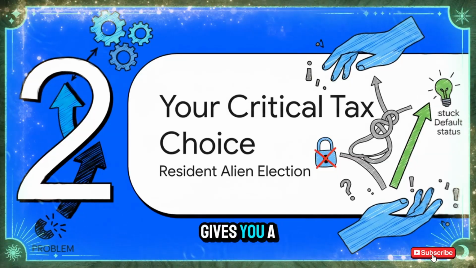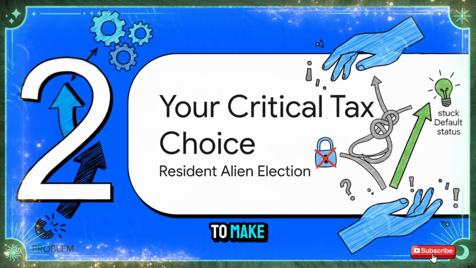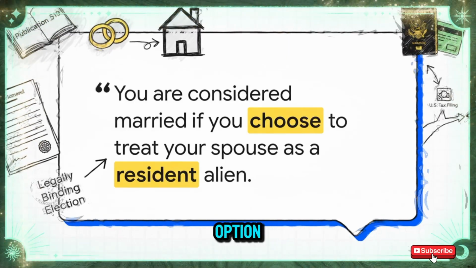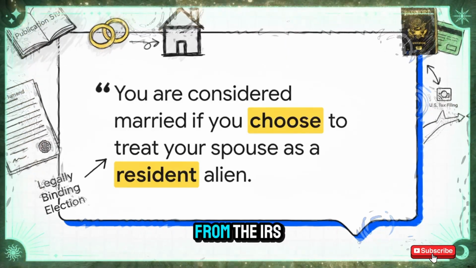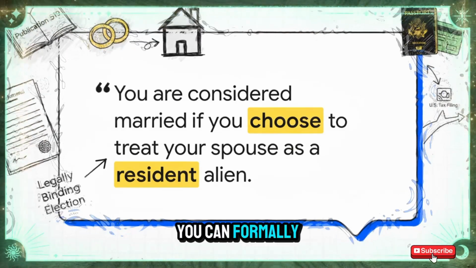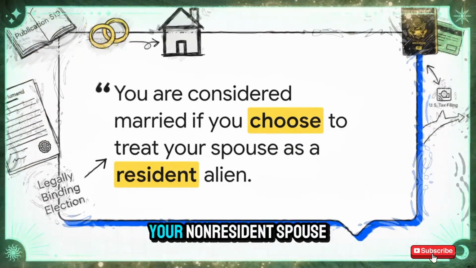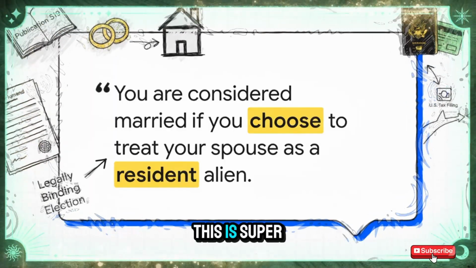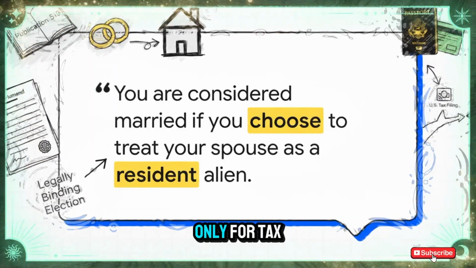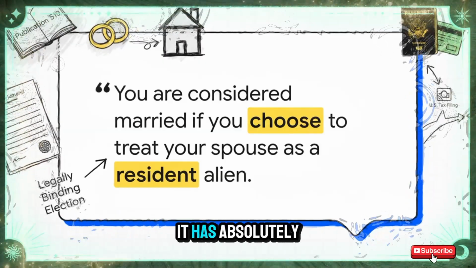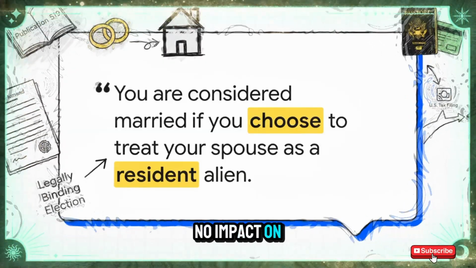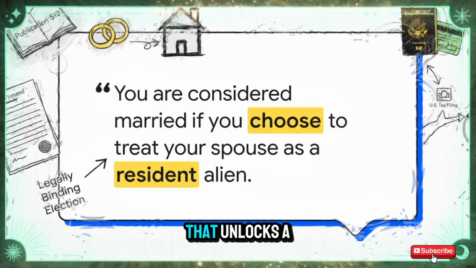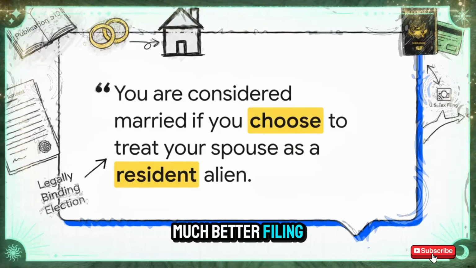The tax code gives you a very important choice to make. And this isn't some kind of shady loophole. It's an official option right there in black and white from the IRS. You can formally elect to treat your non-resident spouse as a US resident. Now, this is super important. This is only for tax purposes. It has absolutely no impact on their immigration status. Think of this election as the key that unlocks a much better filing option.